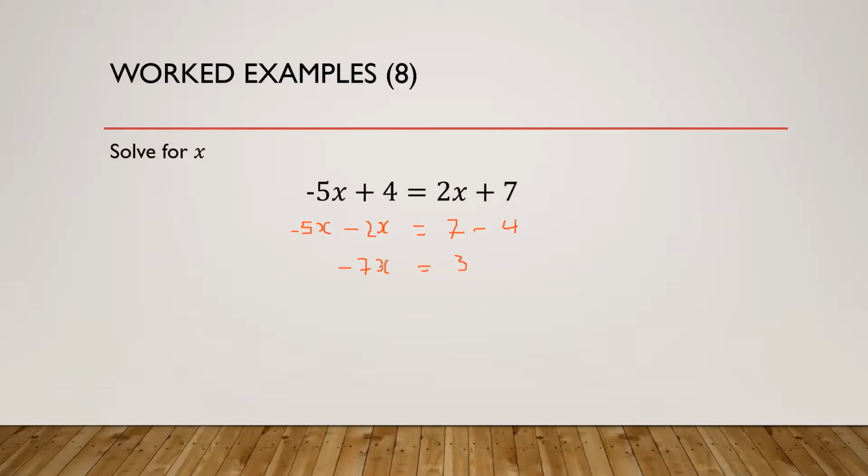I want to isolate x, which means that I have to divide both sides by minus 7. So if I divide this by minus 7, I end up with x. And I divide this by minus 7, I end up with minus 3 over 7, which is the solution to my equation. x is equal to minus 3 over 7.